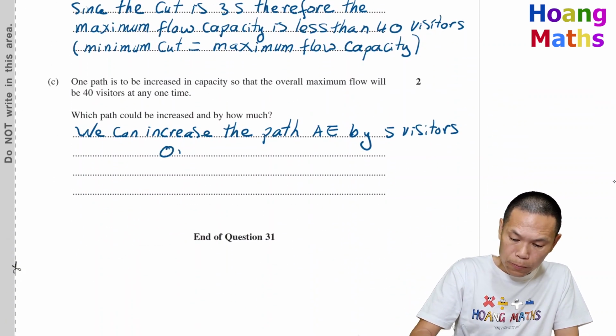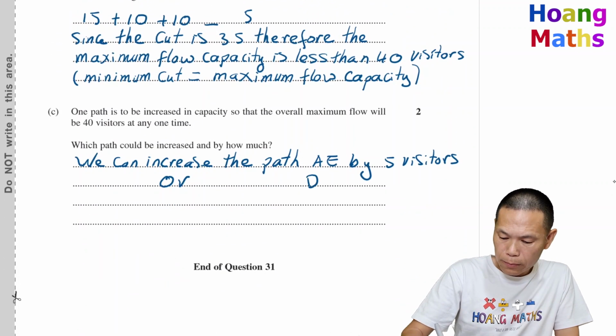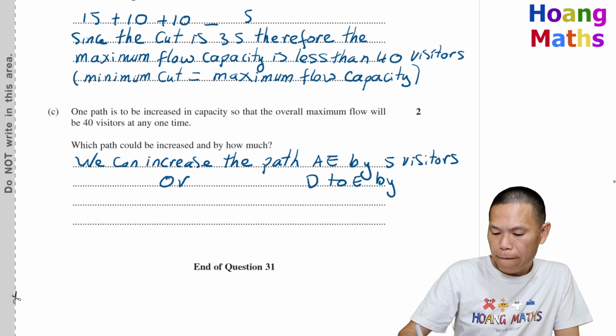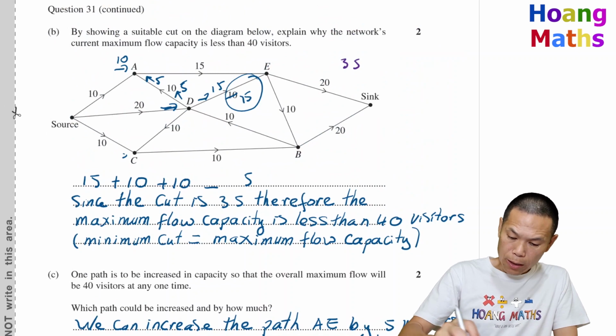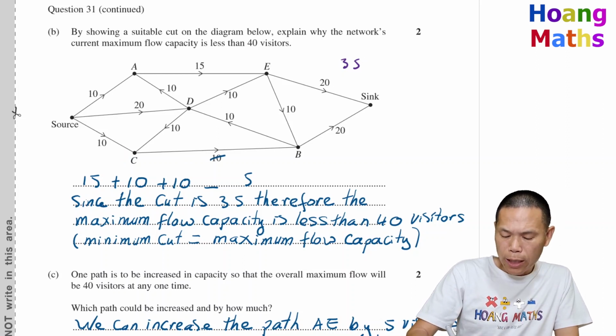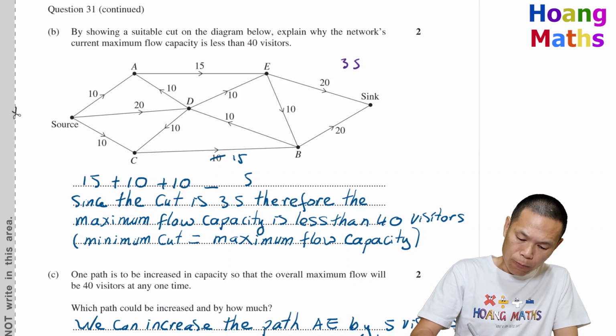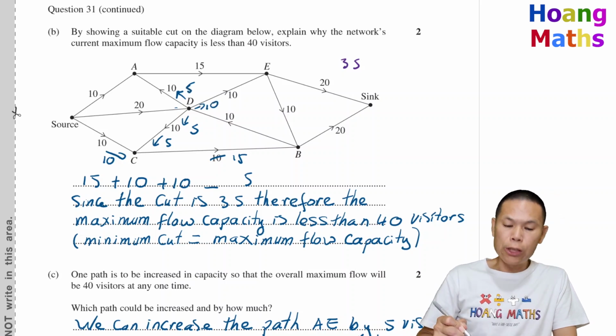So, or the path D to E by 5 visitors. Or let's see if we can increase B to C. From B to C, because this is 10, we can increase to 15. So if we increase, this is 10. So this one, we can make it 5 here. From where? From 20 go here. So we can make 5 here. And this is 5. And this is 10. So it still works, okay?